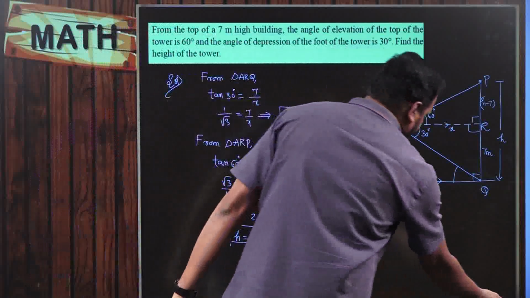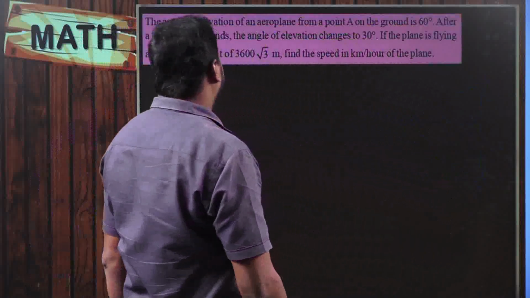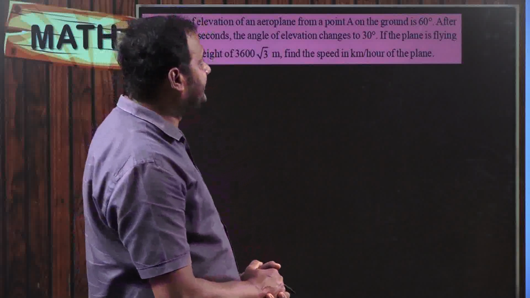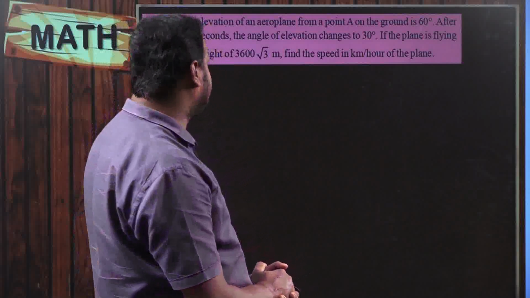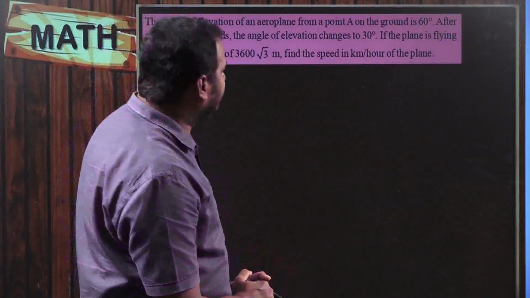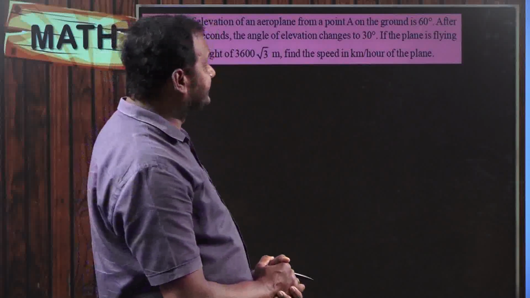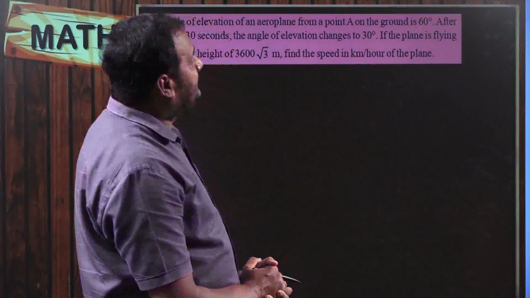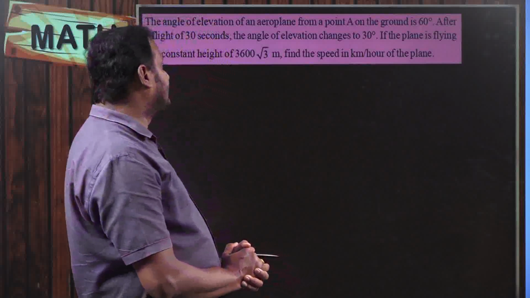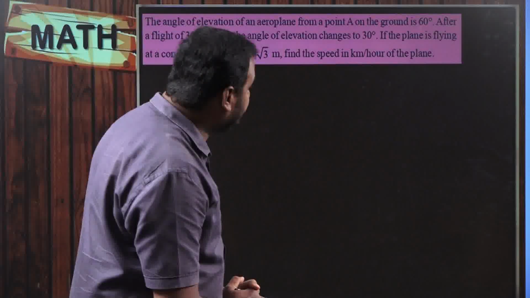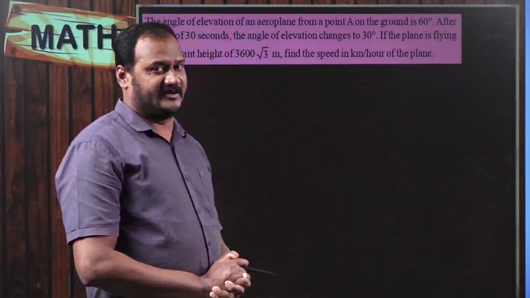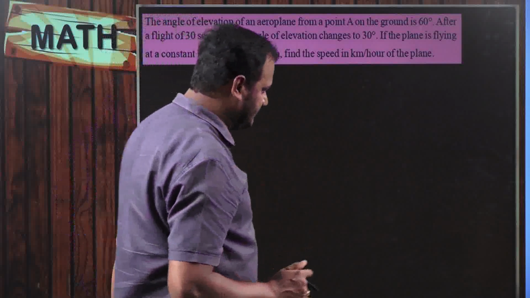Right. So moving on to the next problem. The next problem given here is: the angle of elevation of an aeroplane from a point A on the ground is 60 degrees. After a flight of 30 seconds, the angle of elevation changes to 30 degrees. If the plane is flying at a constant height of 3600 root 3 meters, then find the speed of the aeroplane in kilometers per hour. So let us try to understand the situation now.